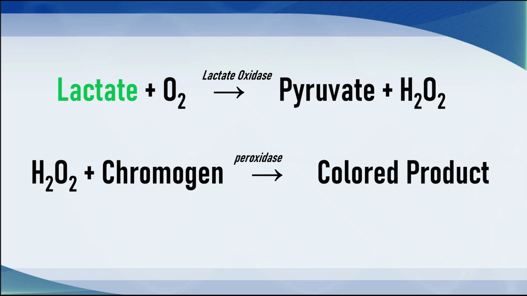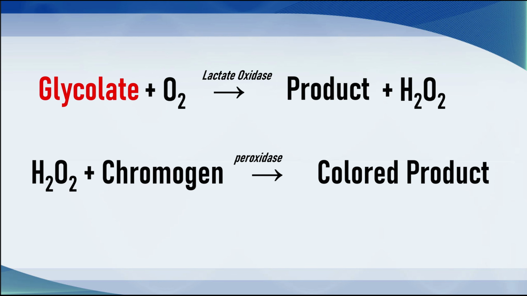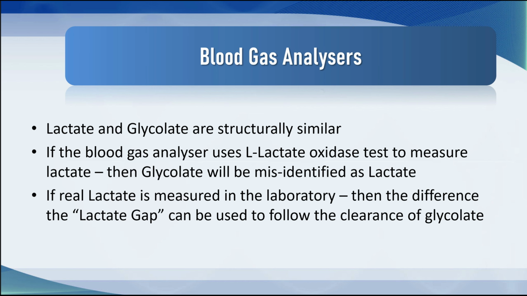So far, so straightforward. The problem is that glycolate also reacts with lactate oxidase to generate hydrogen peroxide, and that may be quantified by the blood gas machine as lactate. Hence, in ethylene glycol poisoning, the lactate level looks high because what you're measuring is glycolate, not lactate. So, in blood gas analyzers, lactate and glycolate are structurally similar, and if the blood gas analyzer uses the L-lactate oxidase test to measure lactate, then glycolate may be misidentified as lactate.